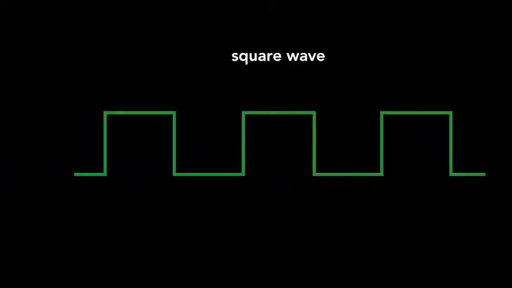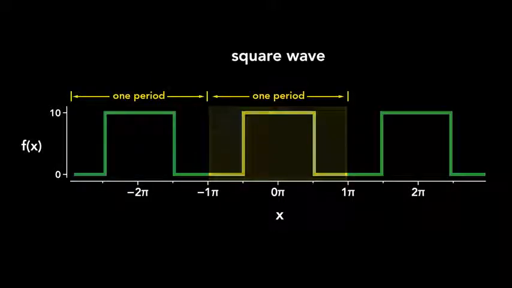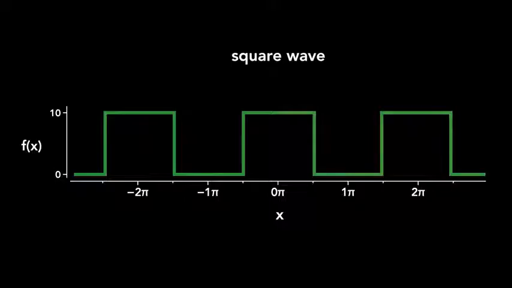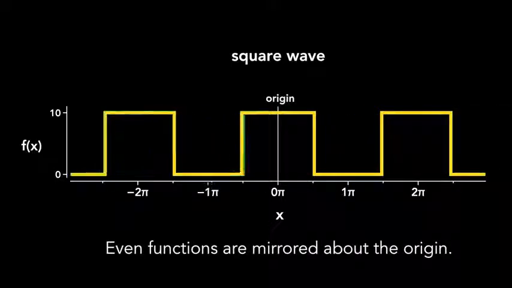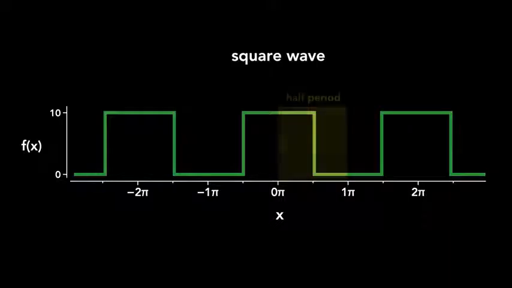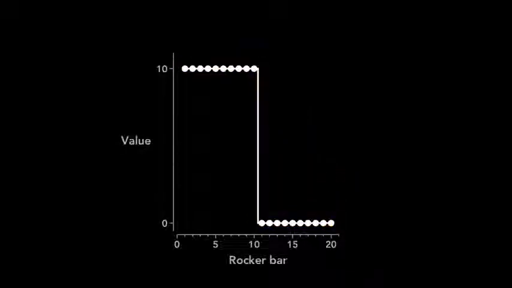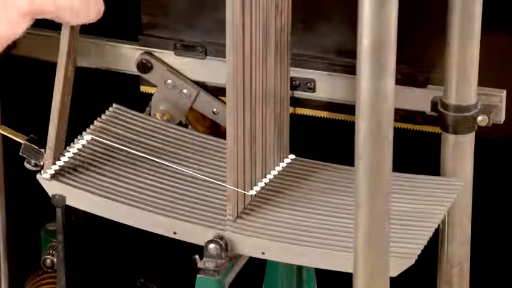First, we use some unique properties of the square wave. Since it's periodic and even, all of the information that function carries is contained in half a period. So we'll take that half a period and sample it at 20 equally spaced points. We use the values of these points as the inputs for the machine.